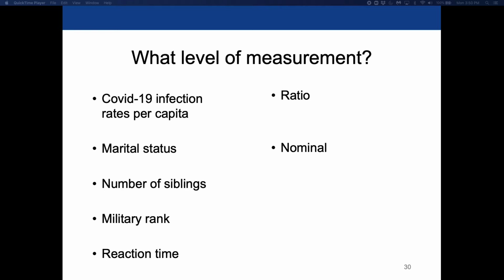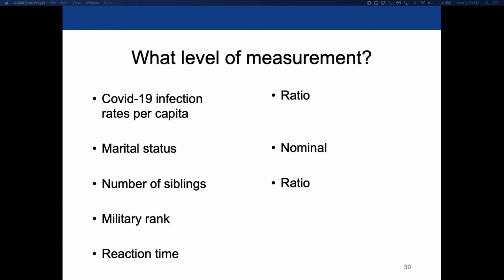What about number of siblings? Is there an equal spaced interval for number of siblings? 1, 2, 3, 4, 10 siblings, a very, very big family. Okay, so we know there are equal intervals. One sibling is more than 0 siblings, so we know we can have 0. That leaves us with one answer, which is ratio. Now, what about military rank?